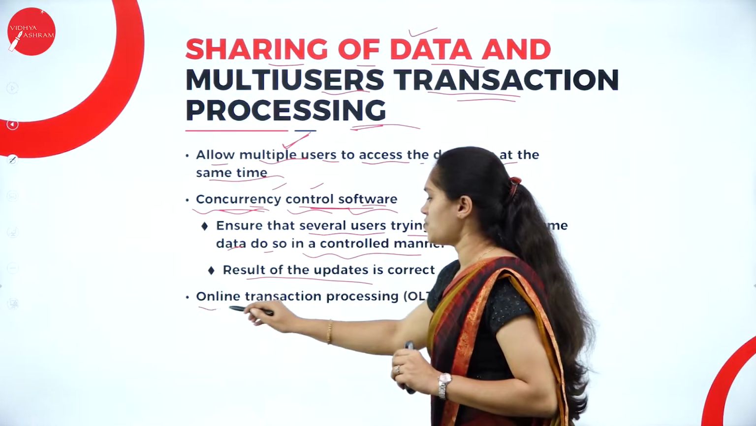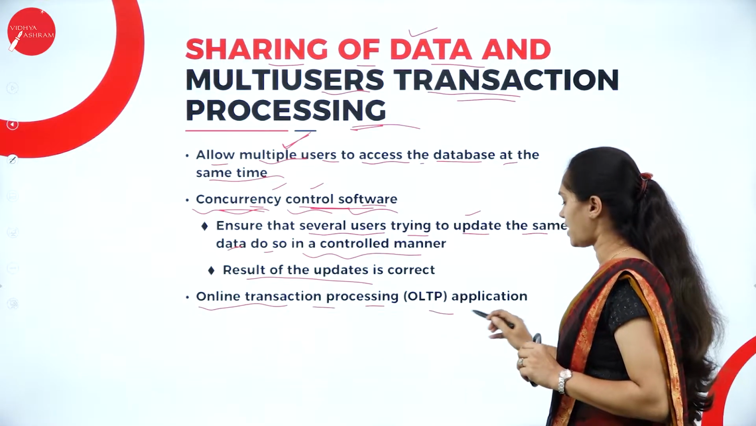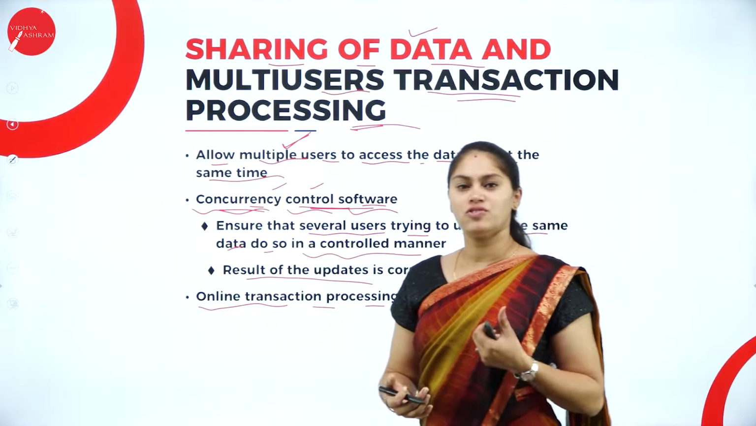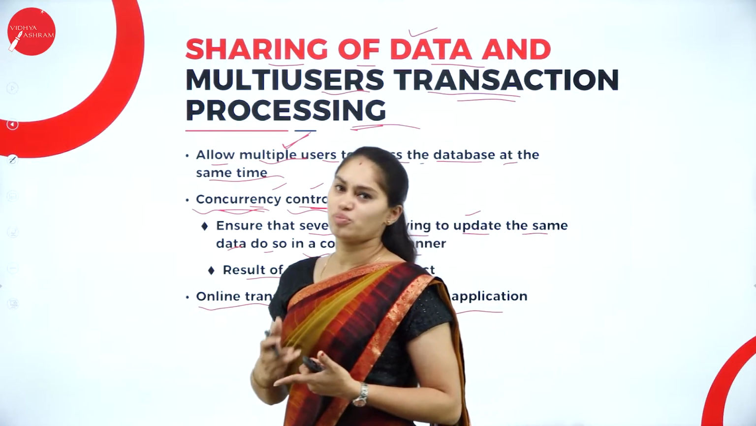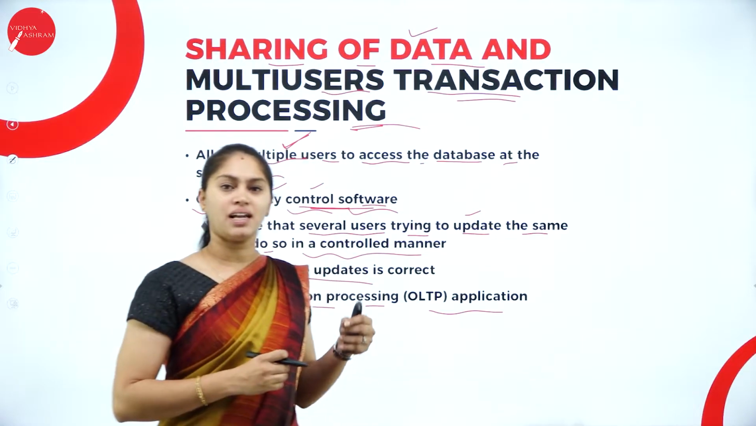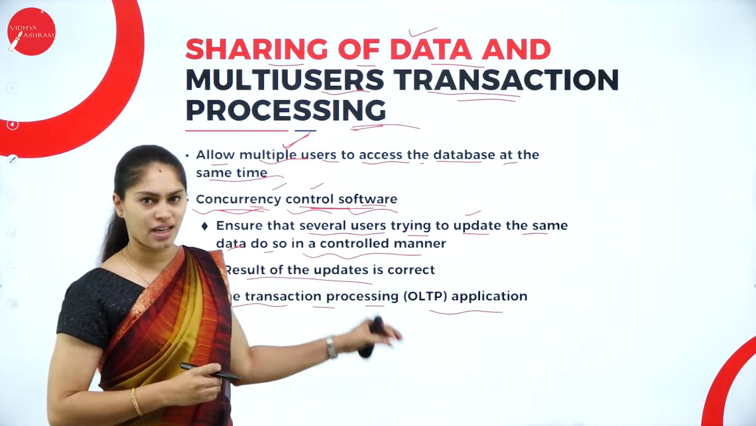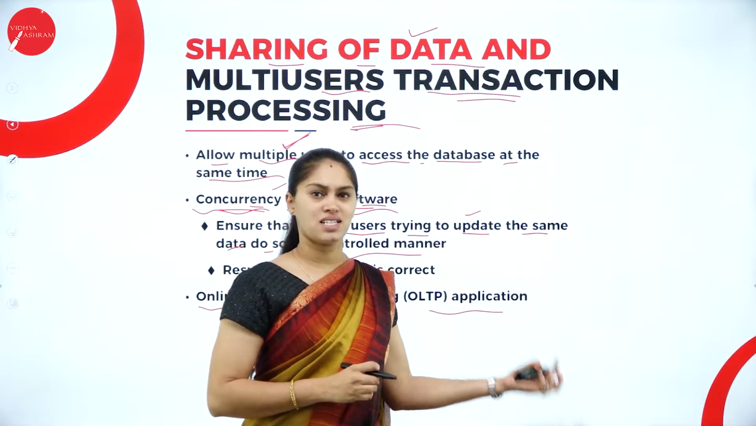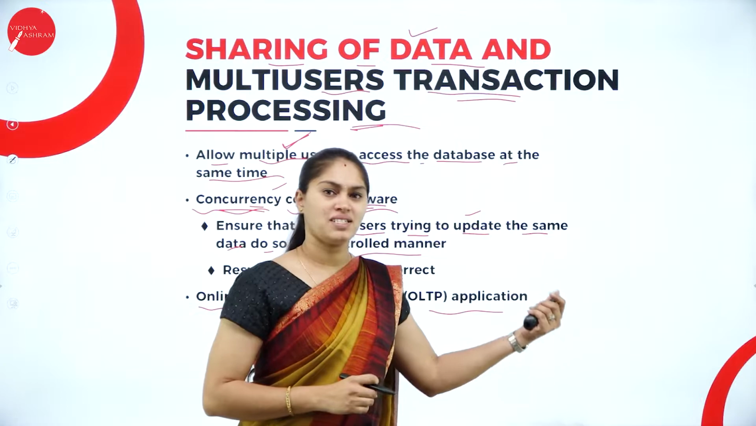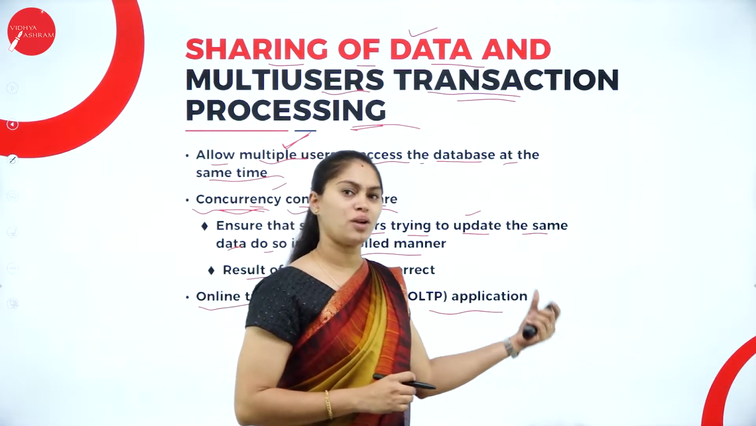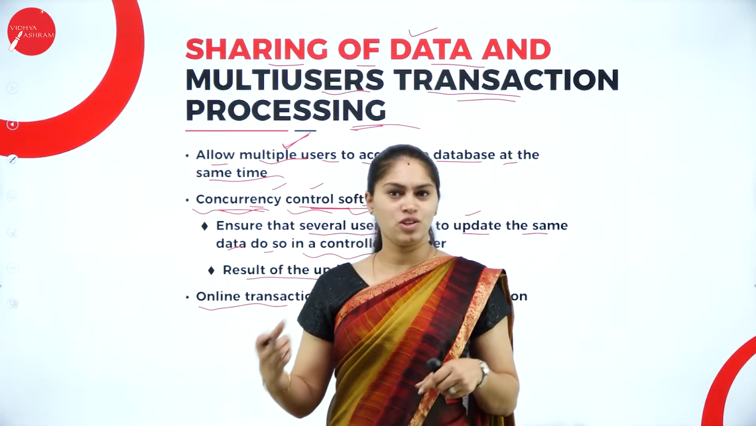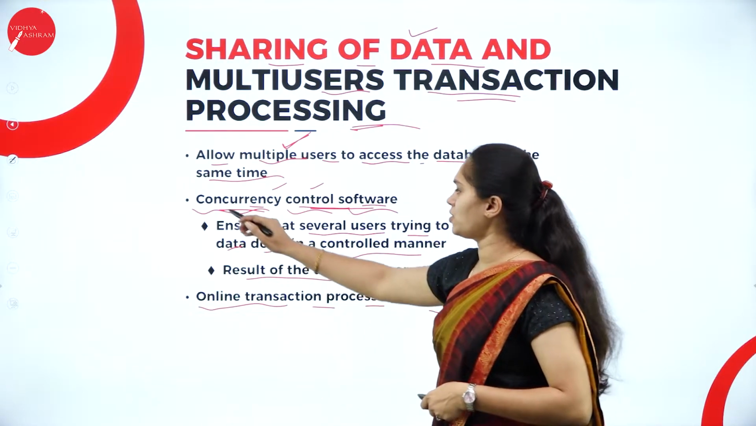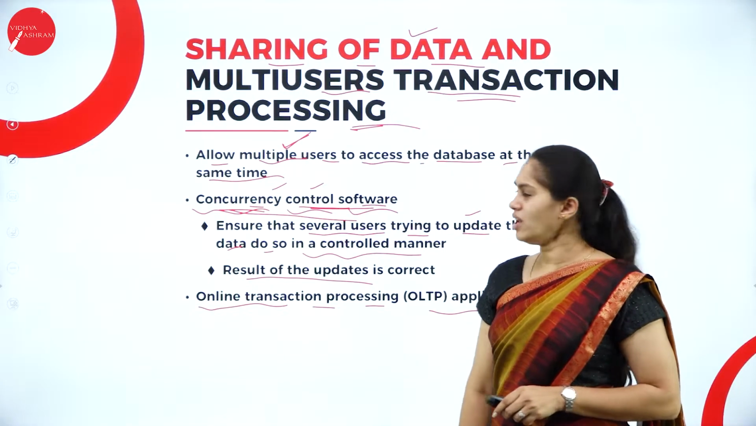Also, this is going to be supported by this online transaction processing application. As I told you, you can take the example of reservation or booking. If a booking is made by one database user, that same content should not be accessed by another user. So if my seat is booked, then that seat should not be available to any other user who is searching or checking for a vacant seat. That is what we are going to call concurrency control software.